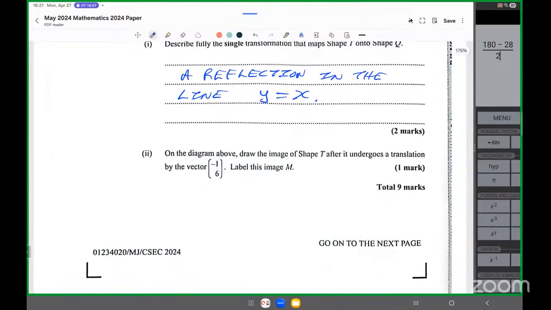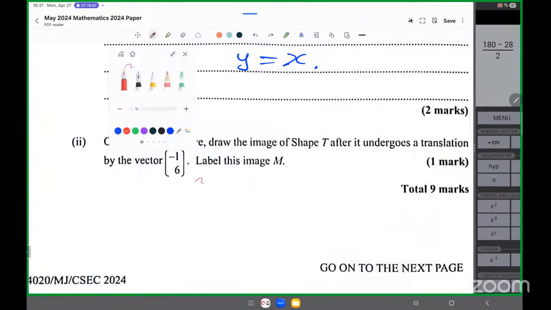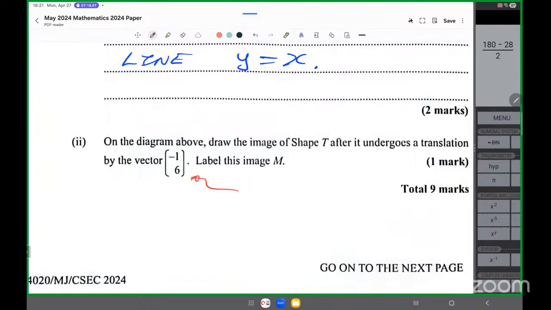This one says: draw on the diagram the image of shape T after it undergoes a translation (-1, 6). So let's remind ourselves of what this translation does. -1 means 1 to the left. You're going to move a point 1 to the left first. That's -1. The 6 here means 6 upwards. That's what it's going to do to a point.